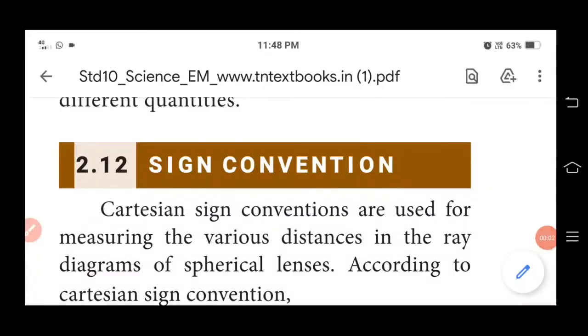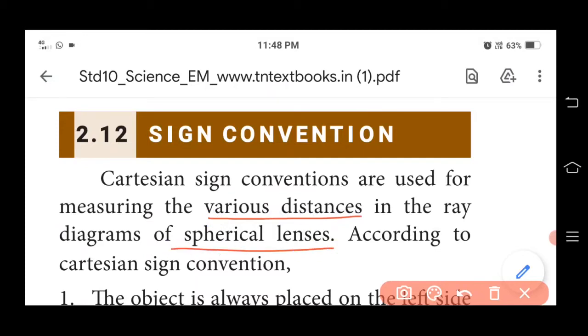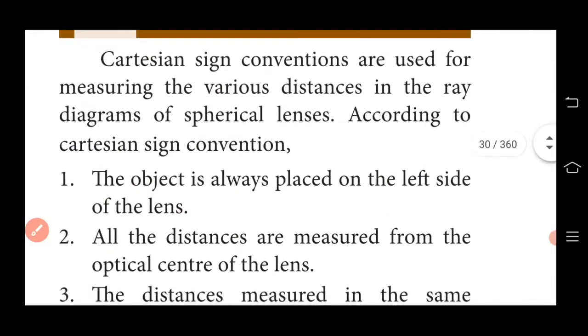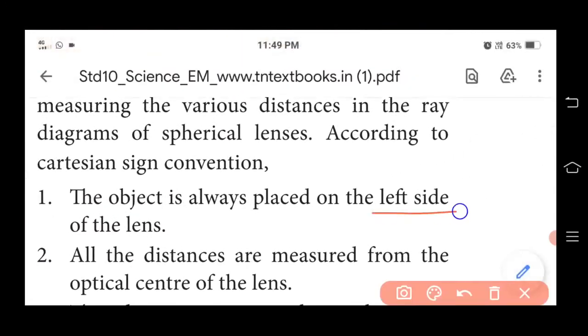Cartesian sign conventions are used for measuring the various distances in the ray diagrams of spherical lenses. So according to the Cartesian sign convention, first point, the object is always placed on the left side of the lens.